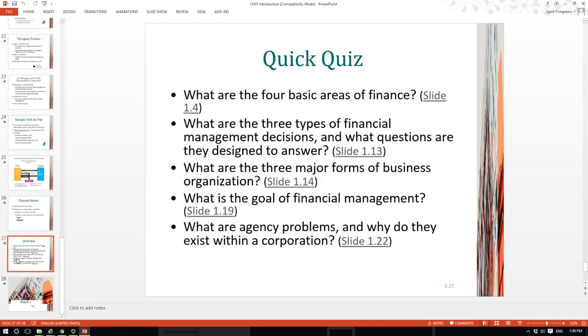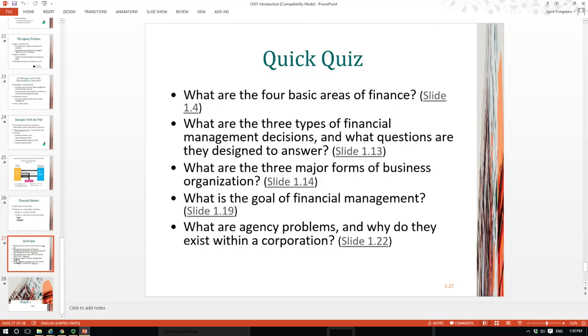What are the three major forms of business organization? Here we know that sole proprietorship, partnership, and corporation are the three major forms of business organization. But the most popular one, not only in the US but across the globe, is the corporation, and any corporation carries limited liability for its shareholders.